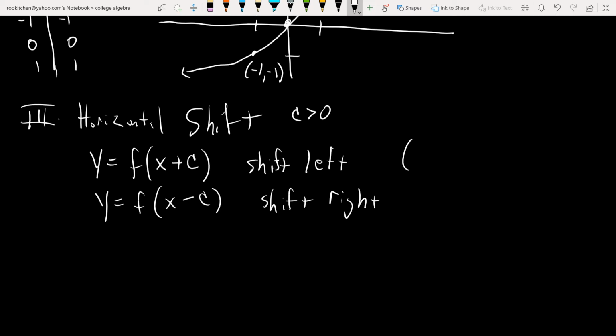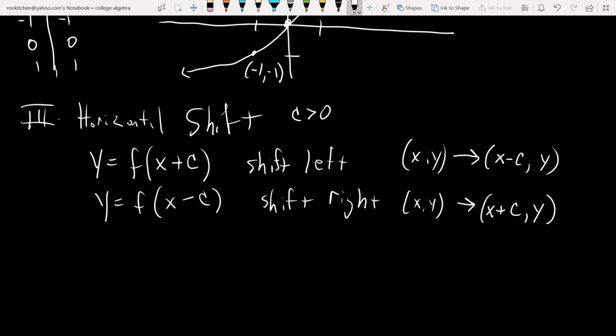In particular, if you have a coordinate x comma y, if you have plus c, it'll take all of the x values and shift them to the right by c, or sorry, the other way. Right? You're shifting left, so it'll be x minus c. So it's a little confusing, you know. Comma y, and then if you're shifting right, you're taking all those x coordinates and you're adding in something. I know it's confusing.